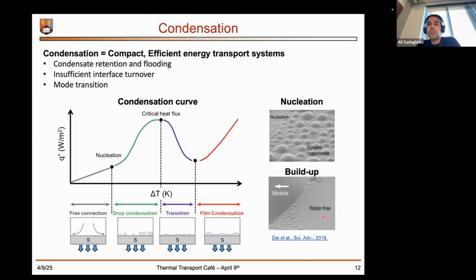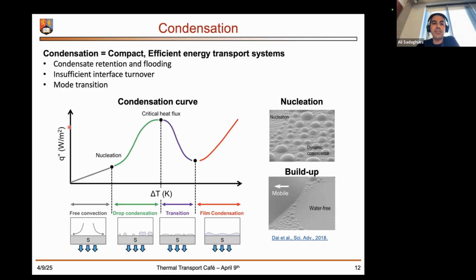So in the second part, I wanted to provide some detail about condensation. Condensation is also a very effective heat transfer mechanism, and despite its theoretically highly effective heat transfer rate, it faces some intrinsic limitations such as mode transition or flooding.